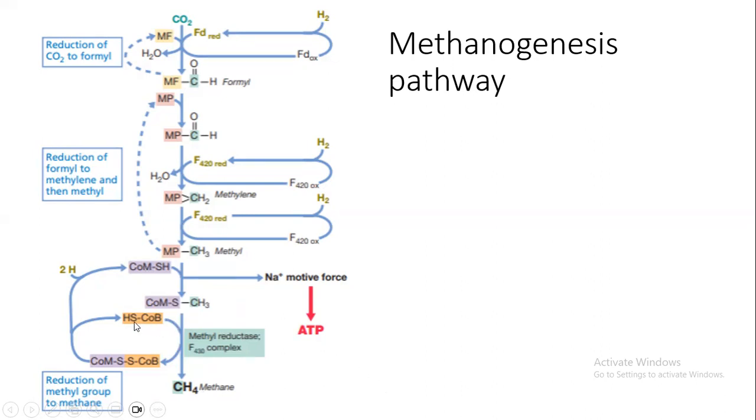Here the reduced form of coenzyme B is going to provide the required electrons for the reduction. This results in generation of methane, and in this process, coenzyme M and coenzyme B bond with each other through their respective sulfur groups, resulting in formation of a heterosulfide species.